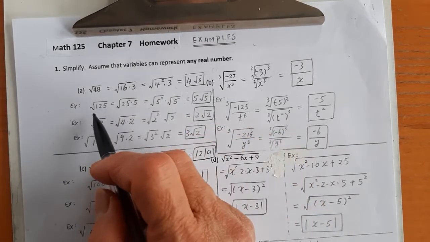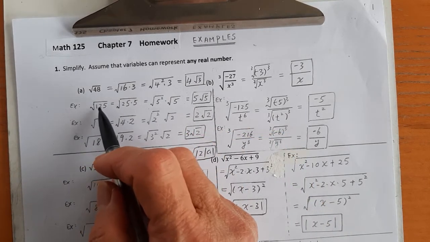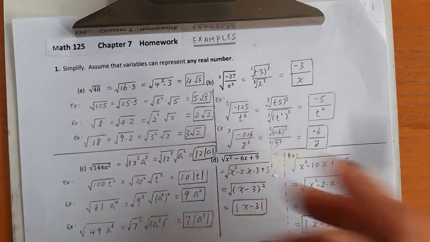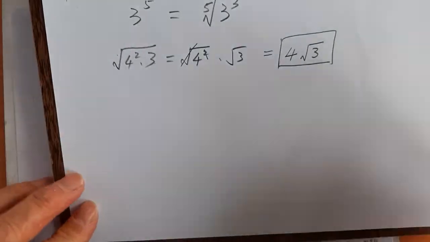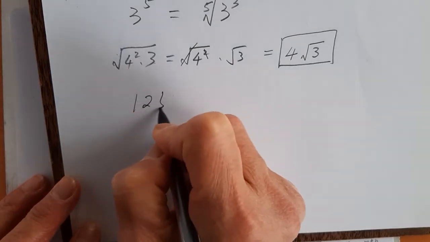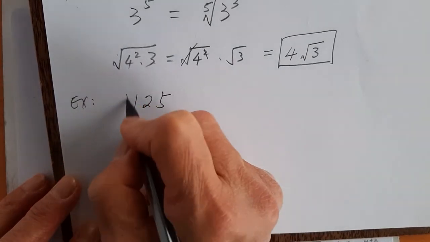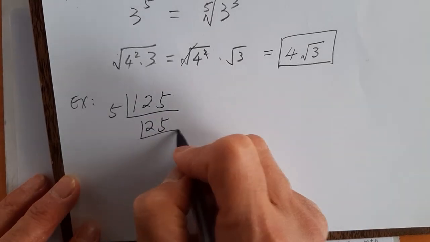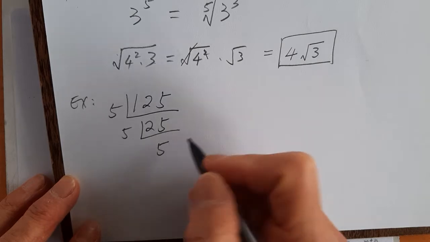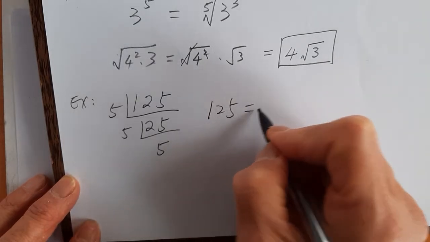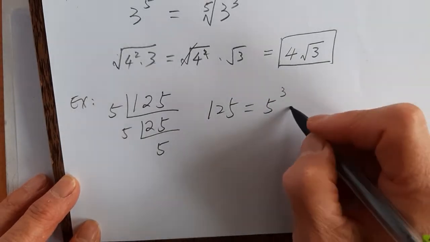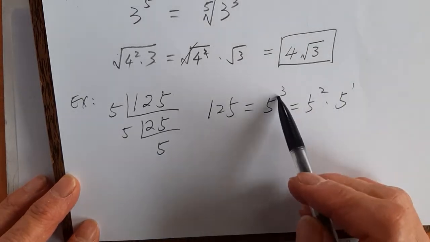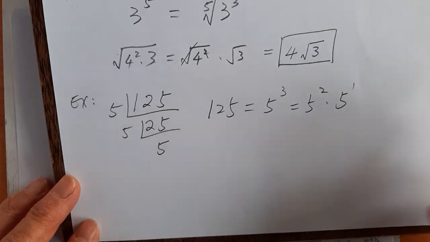Another example, like square root of 125. 125 is 25 times 5. You can do prime factorization. What is prime factorization? 125 divided by 5 is 25. The quotient is 25. 25 divided by 5 gives 5. So 125 is 5 cubed, and it's 5 squared times 5 to the power 1. 2 plus 1 is 3. That's the product rule of exponents.